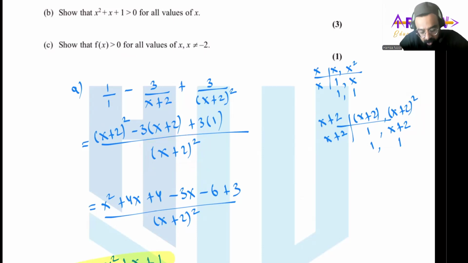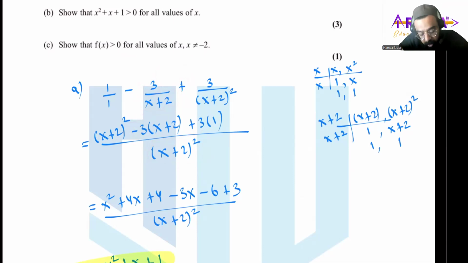And now you need to ask yourself by what term you multiply 1 such that you get x plus 2 whole square completely. Obviously you need to multiply it with x plus 2 whole square, so this numerator 1 will also be multiplied by x plus 2 whole squared. And then we have the subtraction sign. And you need to ask yourself by what term you multiply x plus 2 such that you get x plus 2 whole square. Obviously you multiply it with x plus 2, so the numerator 3 will also be multiplied by x plus 2. And here the minus sign is already over here, which I've mentioned.